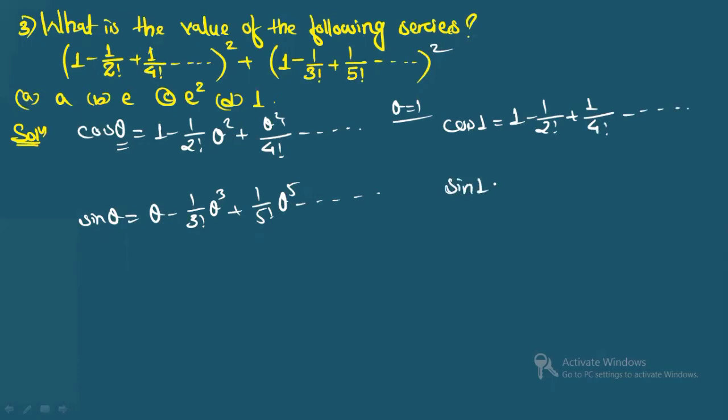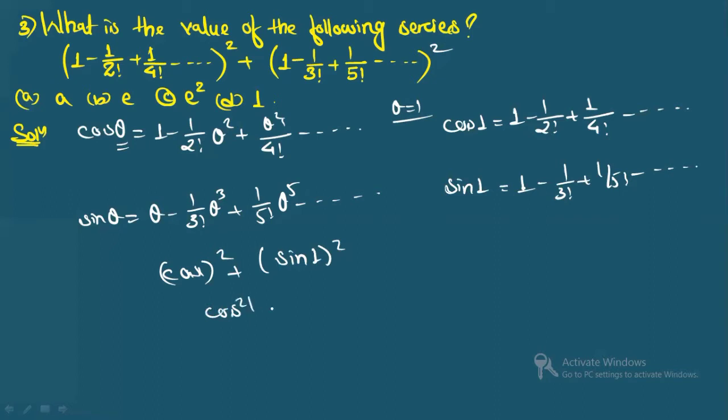Similarly, for sine 1, what you will write? Theta will be 1, right? 1 minus 1 by factorial 3 plus 1 by factorial 5 minus and so on. So finally, this series is cos 1, the first term. So this is cos 1 whole square plus the second one, sine 1 whole square. That is cos square 1 plus sine square 1.